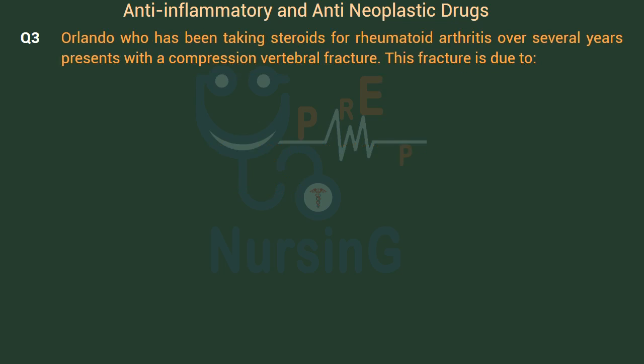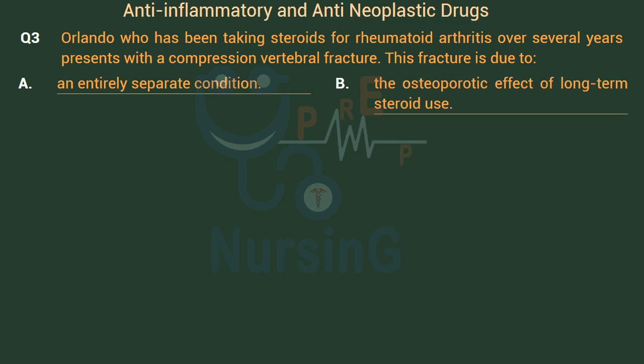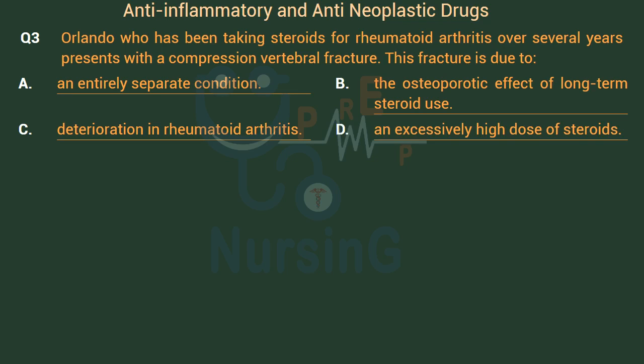Orlando, who has been taking steroids for rheumatoid arthritis over several years, presents with a compression vertebral fracture. This fracture is due to: Option A. An entirely separate condition. Option B. The osteoporotic effect of long-term steroid use. Option C. Deterioration in rheumatoid arthritis. Option D. An excessively high dose of steroids. Right answer is Option B.